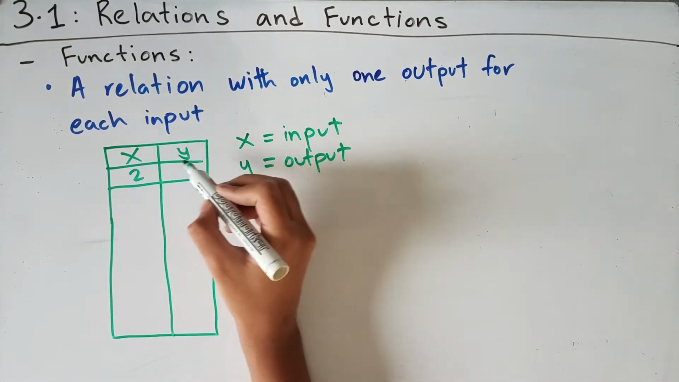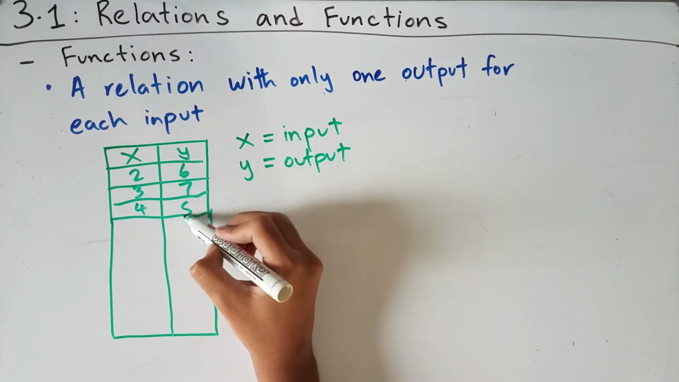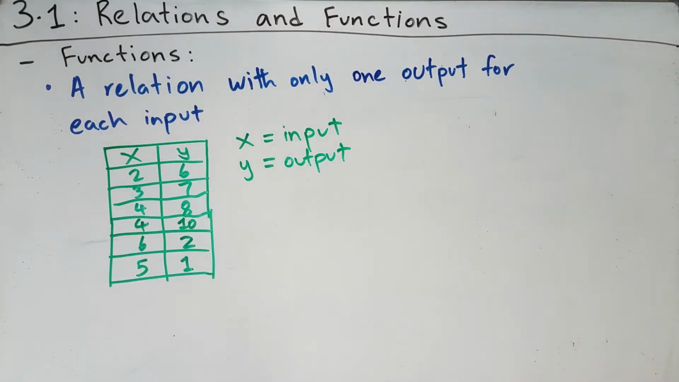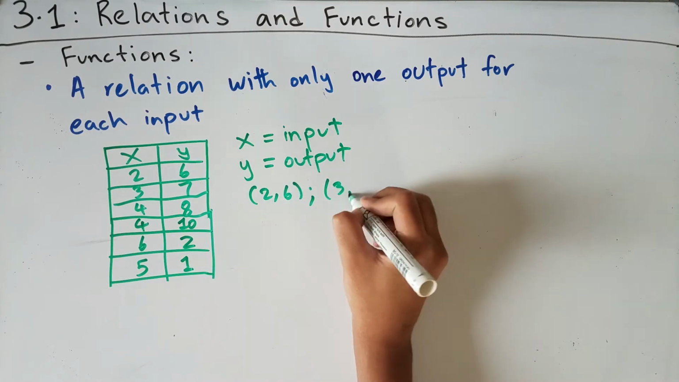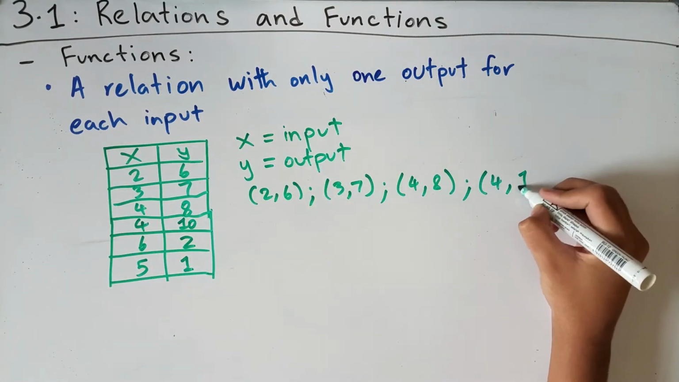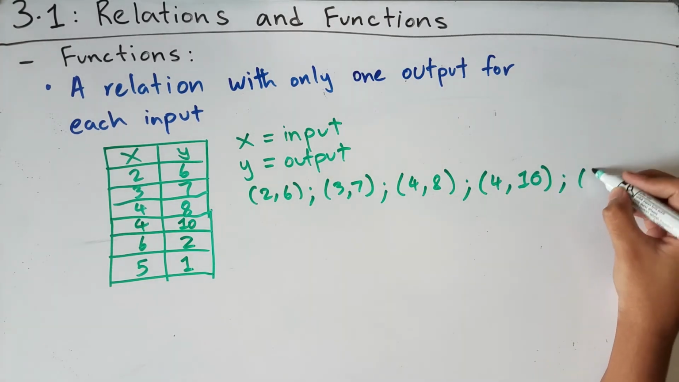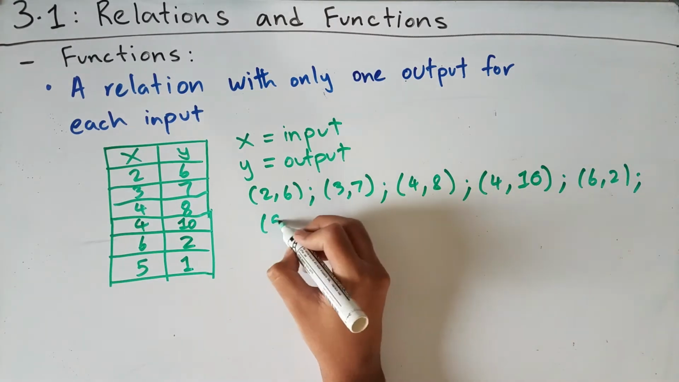So let's say you have 2, 6, an input of 3, and then 7, 4, 8, and so on. So our ordered pairs in this case would be (2, 6), (3, 7) from here, (4, 8) from here, and we get (4, 10). So we're using the x value 4 again, and we'll see what this does. We get (6, 2), and we also get (5, 1).